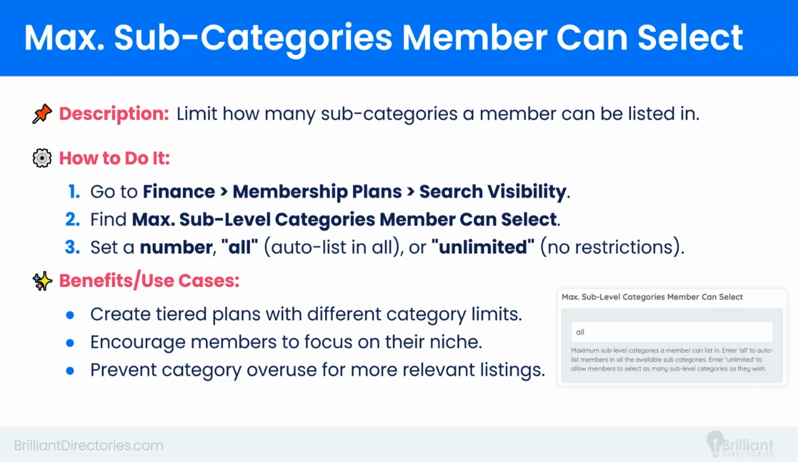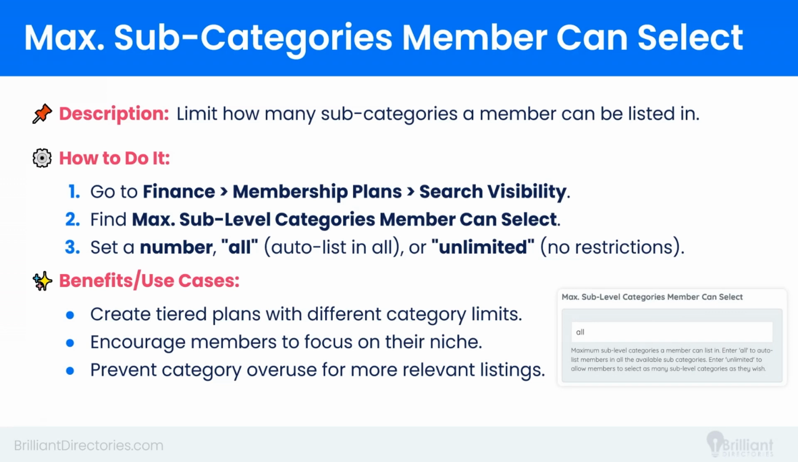So maybe your free plan or your lower tiered premium plan, members in there are limited to only being able to select, say, 2 subcategories to be listed in, but your more premium members, they can be listed in up to 10 subcategories or an unlimited number of subcategories. So you can create an incentive there for members to upgrade to your more premium plans.